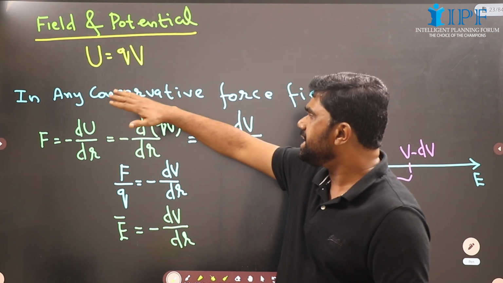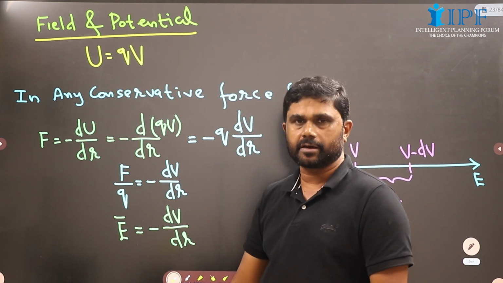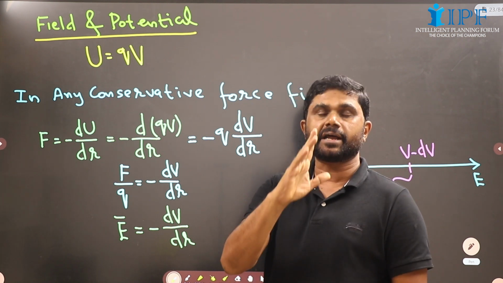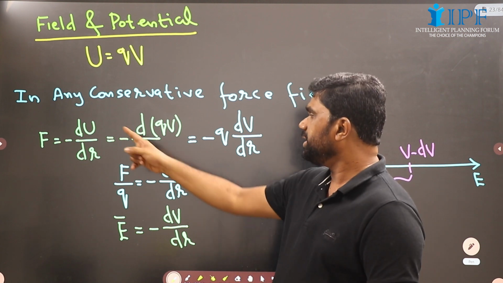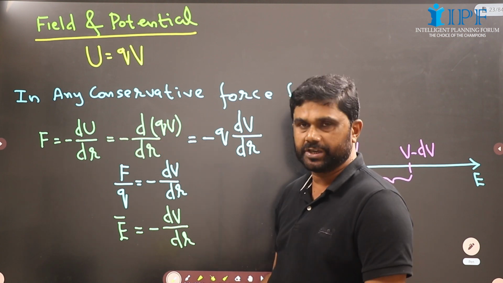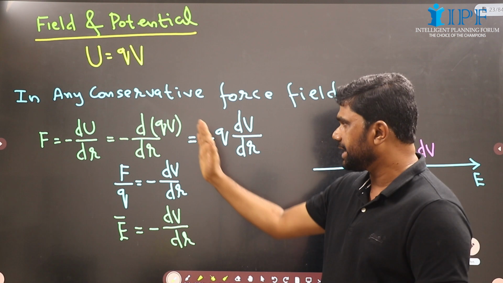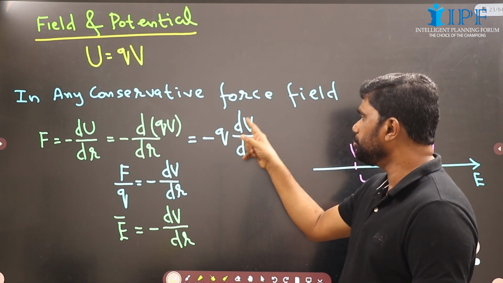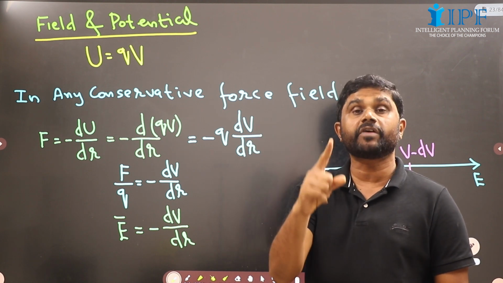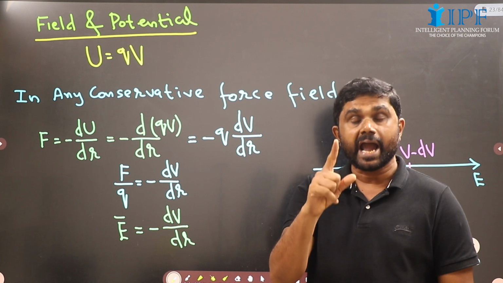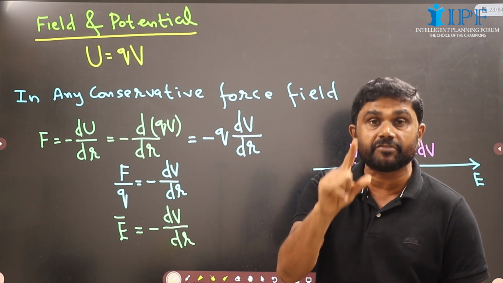Okay, so in any conservative force field, force is minus dU by dr, where U is the potential energy and r is the space variable, or let us say position variable. Okay, now let me replace this potential energy with qV, where q is the charge and V is the potential. Now this q being a constant, I can take it out, so it will be minus q into dV by dr. dV represents change in potential over a distance dr. Means as we move through a distance dr, the change in potential will be dV.